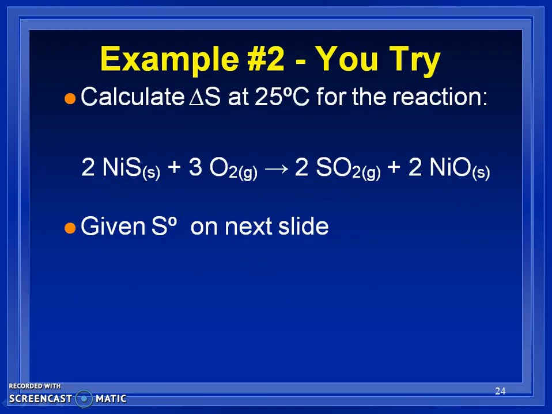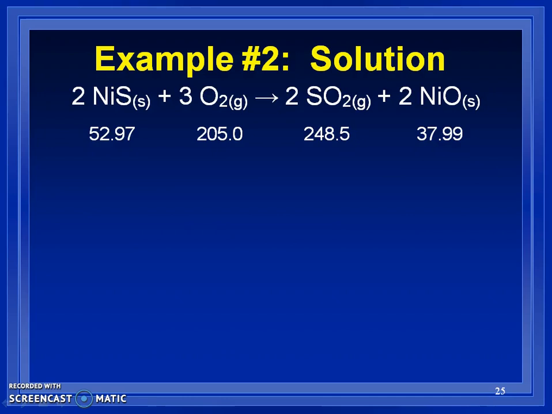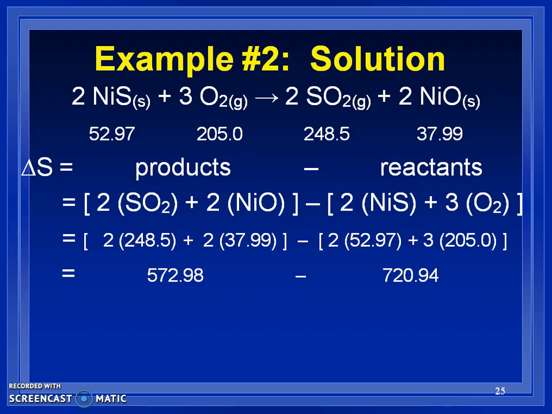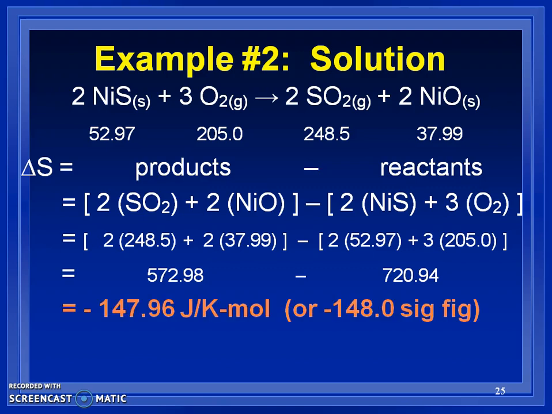Okay, try number 2. Again, your S values should be on your paper, on your notes packet. If not, it's on the next slide. So there I'm giving it to you just that way, just listing the numbers underneath each of those substances. Now we're just going to do products minus reactants. Plug and chug our numbers. And again, I did it step by step because sometimes that's easier than putting it all in your calculator and getting messed up. And we get a number of negative 148, actually 0.0 according to sig figs.